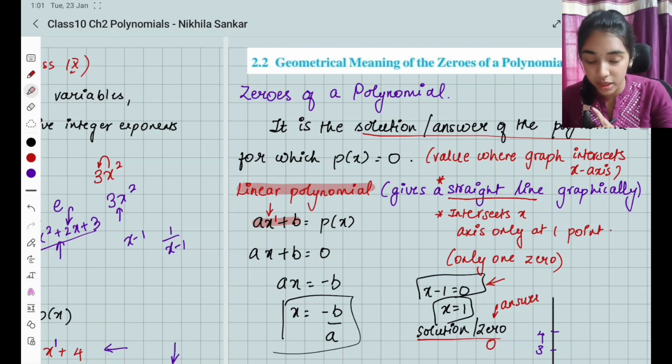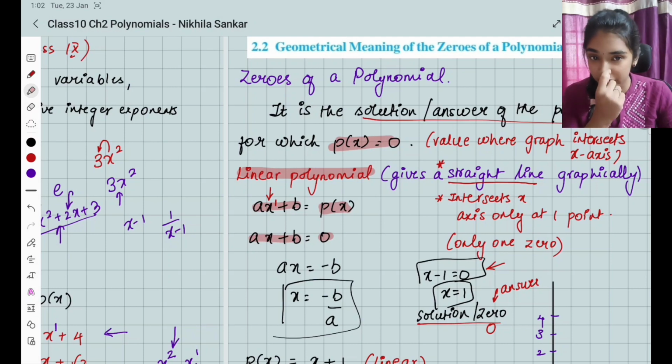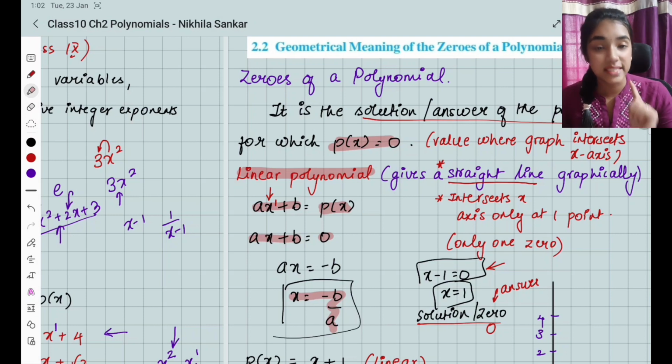இப்போ நம்ம 0 எப்படி கண்டுபிடிக்க போறோம்? We are going to equate px equals 0. So px equals 0 na இந்த இடத்துல px என்ன? ax plus b. So you have ax plus b equals 0. So from this you can find the value of x. Correct? So x is equal to minus b divided by a. So இந்த இடத்துல the value of the 0 of the polynomial or the solution of the polynomial is going to be minus b divided by a.